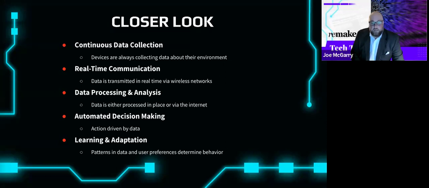This data is processed and analyzed, either on the device, which is considered edge computing, or on the cloud, and they use this to extract actionable insights. This can be used for automated decision-making. The insights derived from this data can trigger automated actions by the devices themselves, such as adjusting temperature or optimizing energy use without human intervention. Lastly, we have learning and adaptation. Over time, the Internet of Things systems can learn from data patterns and user preferences to predict needs and adapt their behavior, enhancing the efficiency and the personalization.